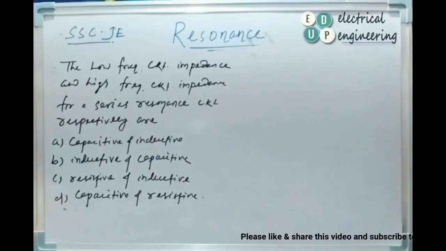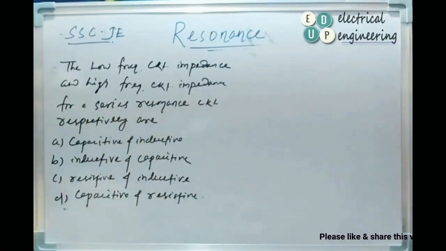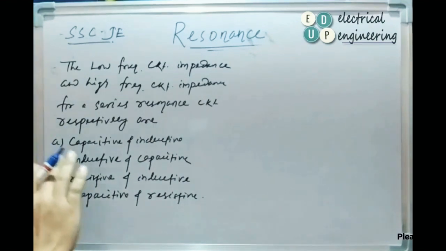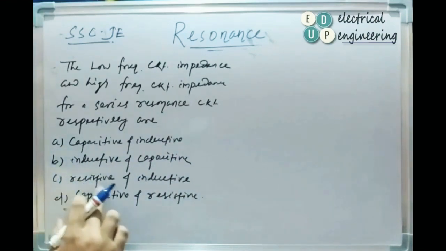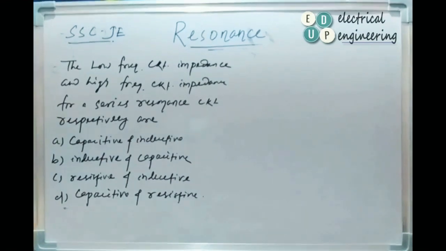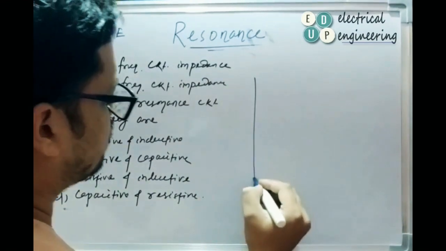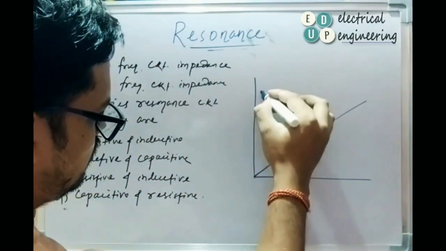Look at this question. The low frequency circuit impedance and high frequency circuit impedance for a series resonance circuit respectively are: A. Capacitive and inductive, B. Inductive and capacitive, C. Resistive and inductive, D. Capacitive and resistive. If you have remembered this diagram, this graph, then you can solve this problem.